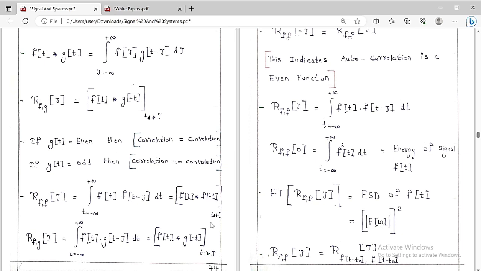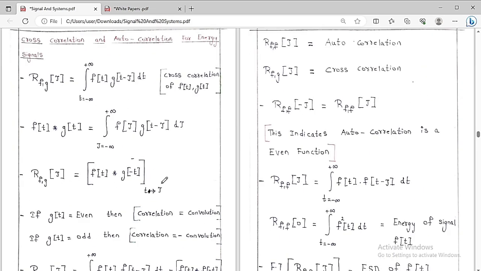Then what is cross correlation? Just now we have discussed, cross correlation r of f comma g of tau is nothing but integration from t equal to minus infinity of f of t into g of t minus tau dt. So this is nothing but f of t convolution of g of minus t. Finally replace t by tau and tau by t, as I have already told you so many times. So these things always you have to keep in mind.